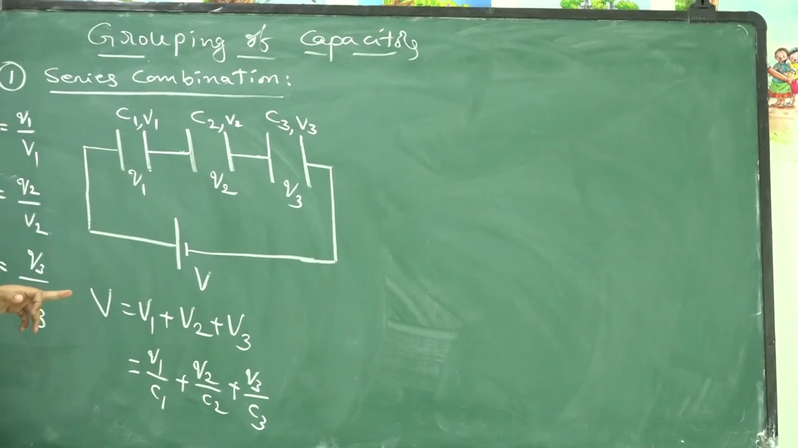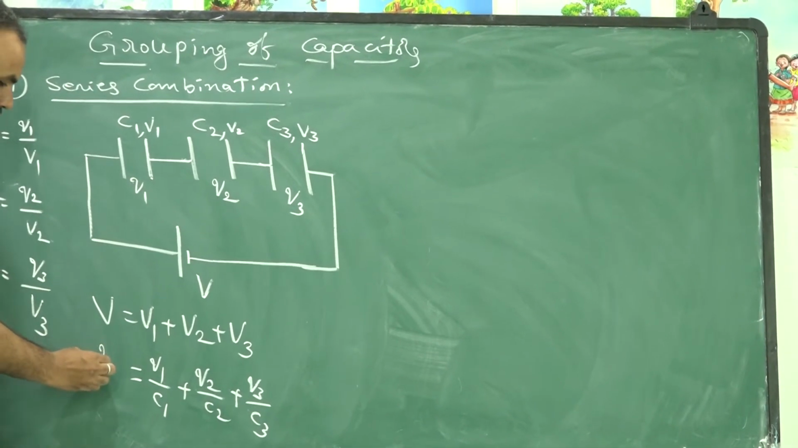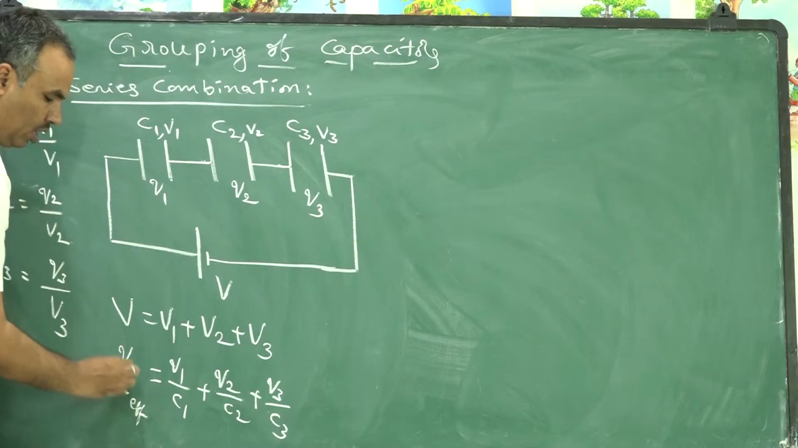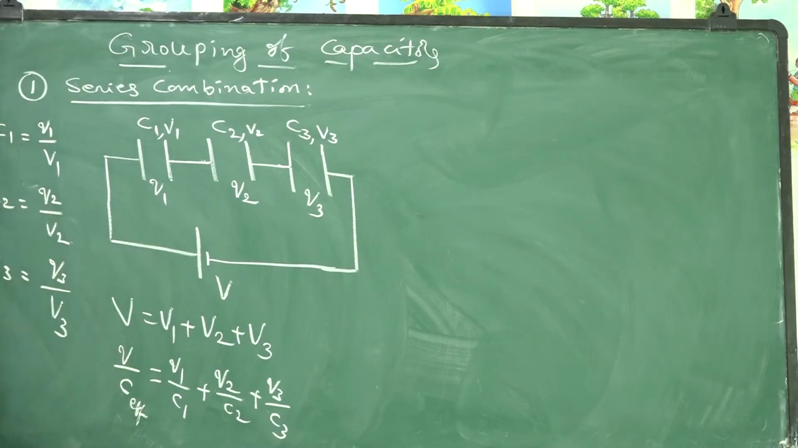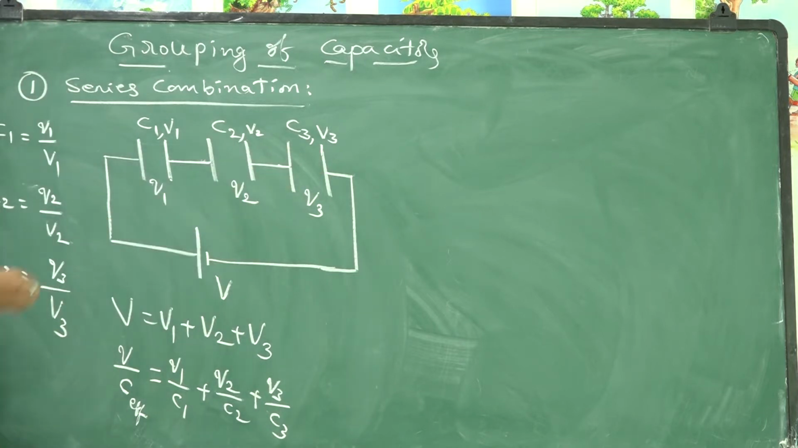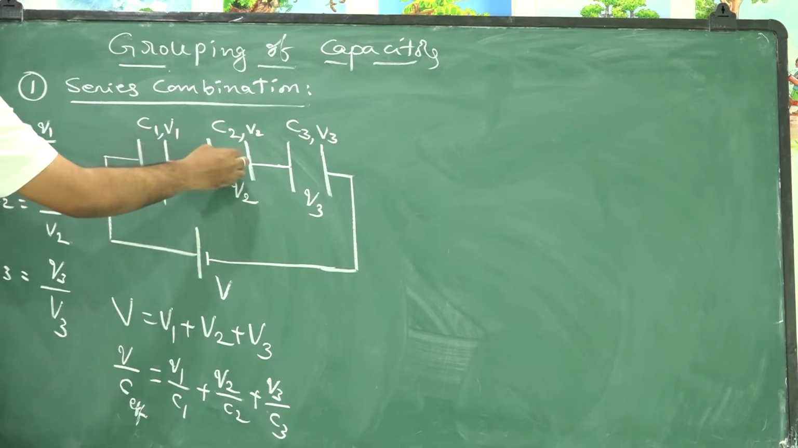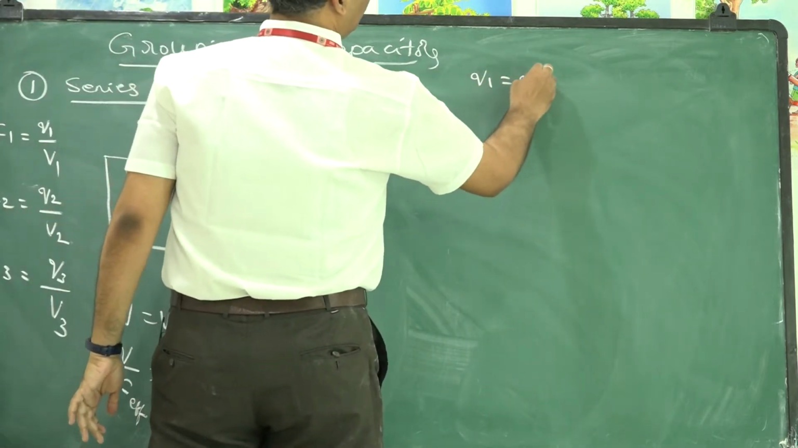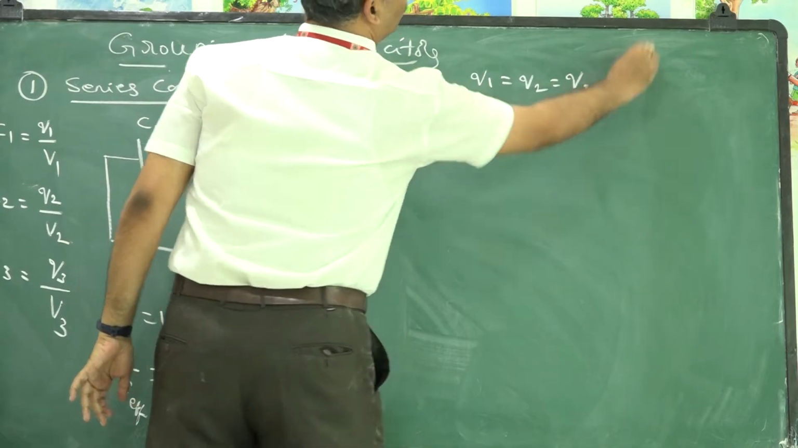Because of the combination, the net charge stored Q divided by effective capacitance C effective will give the V value. But here, as they are in series combination, the same charge is stored in all the three capacitors. The same charge, whatever deposited here, will be transferred to this, and then to this. So in this case, Q1 is equal to Q2 is equal to Q3 is equal to Q.